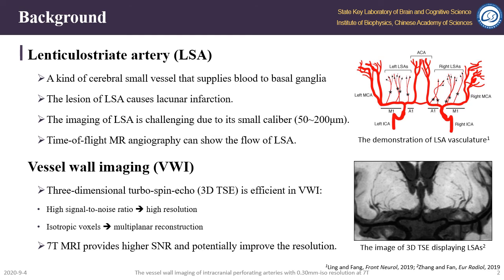According to previous studies, time of flight MR angiography at 7T was able to show its flow. However, clinicians hope to depict its vessel wall in a finer way. For the vessel wall imaging, 3D turbo spin echo is a broadly used technique because it provides higher signal-to-noise ratio that supports higher resolution imaging, and its isotropic acquisition inherently facilitates the multiplanar reconstruction.